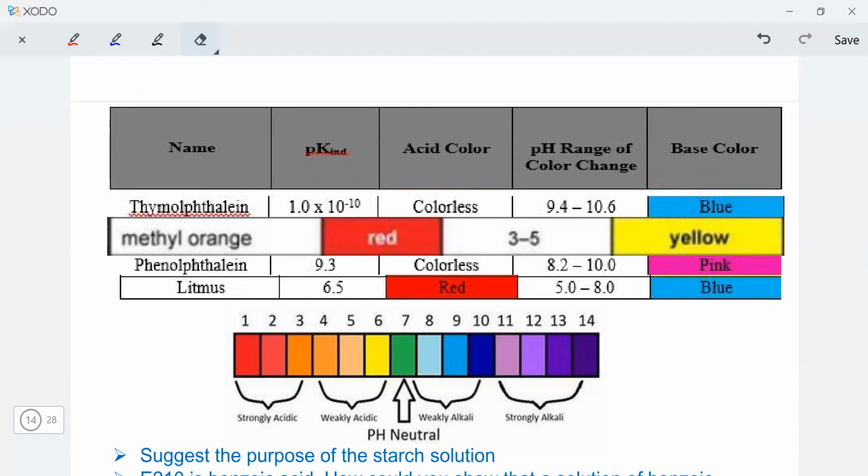And thymolphthalein is the opposite of phenolphthalein. Instead of pink to colorless, it changes from blue in a base to colorless in an acid. And this came up in the specimen 2020 exam. Thymolphthalein color change is from blue to colorless.